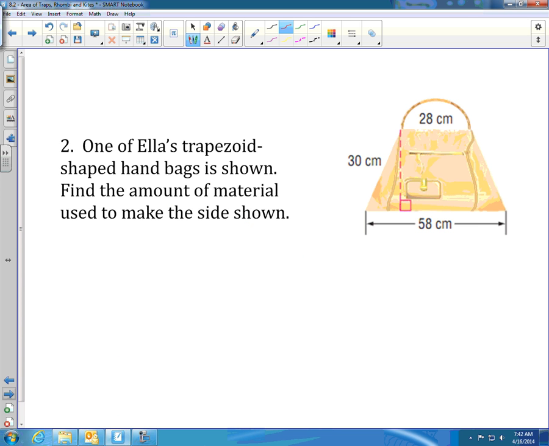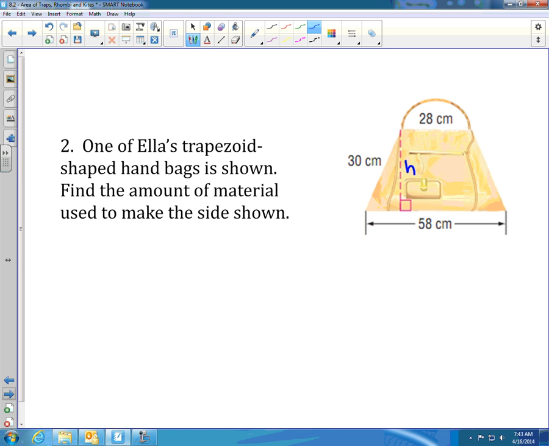Looking at our next one, it says one of Ella's trapezoid handbags is shown. Find the amount of material used to make the side shown. So we're only looking at the front here. But you'll notice that we are missing our height in this bag. So we need to find that height.